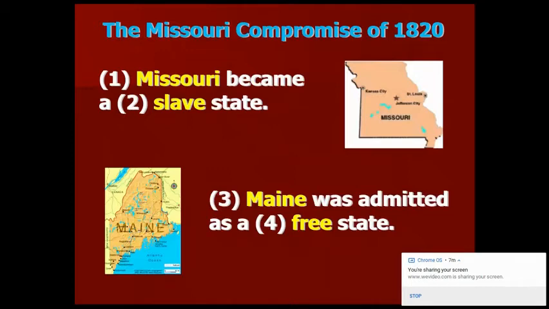So there we will get our 23rd state. And Maine will also come in at the same time to preserve that balance as a free state. And there's our 24th state. And we will have 12 slave states and 12 free states. And that balance in the Senate will be preserved.